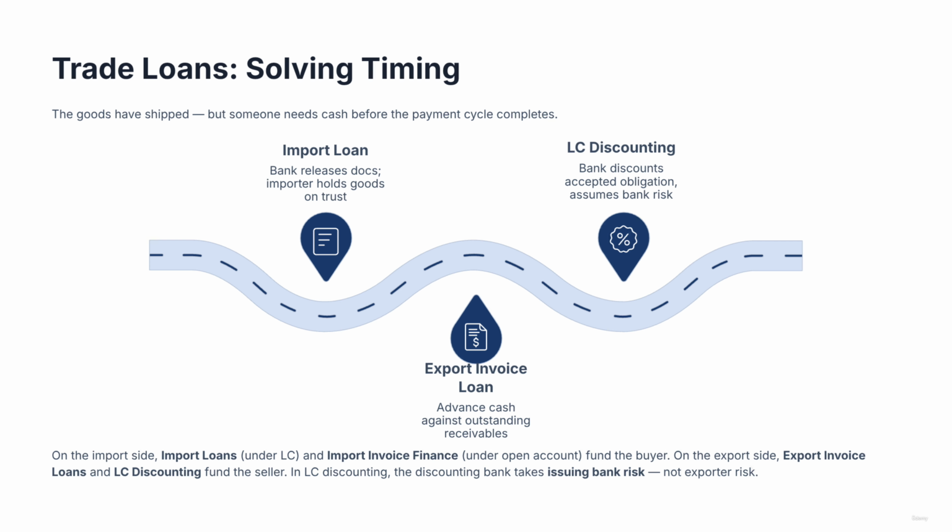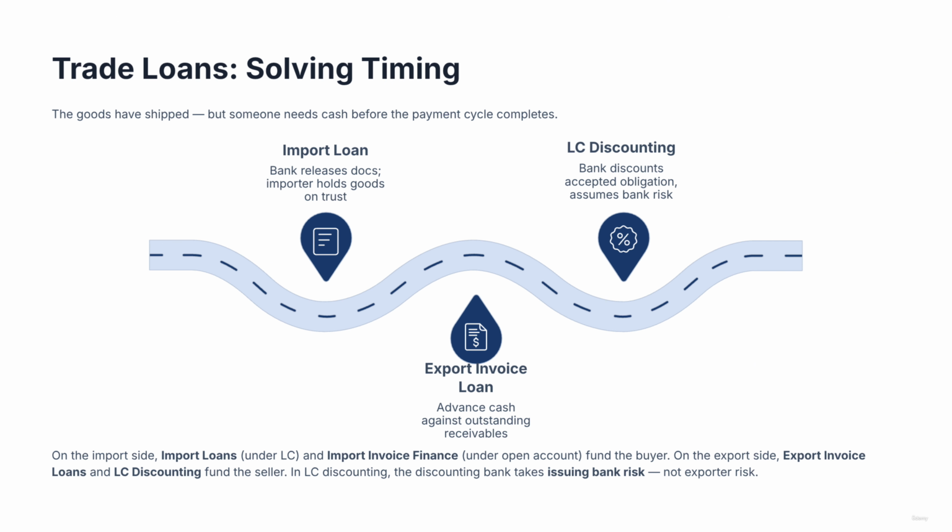On the export side, the bank lends to the exporter. Export invoice loans advance cash against outstanding receivables. LC discounting: once the issuing bank has accepted the draft, the exporter's bank can discount that accepted obligation and advance cash to the exporter immediately.